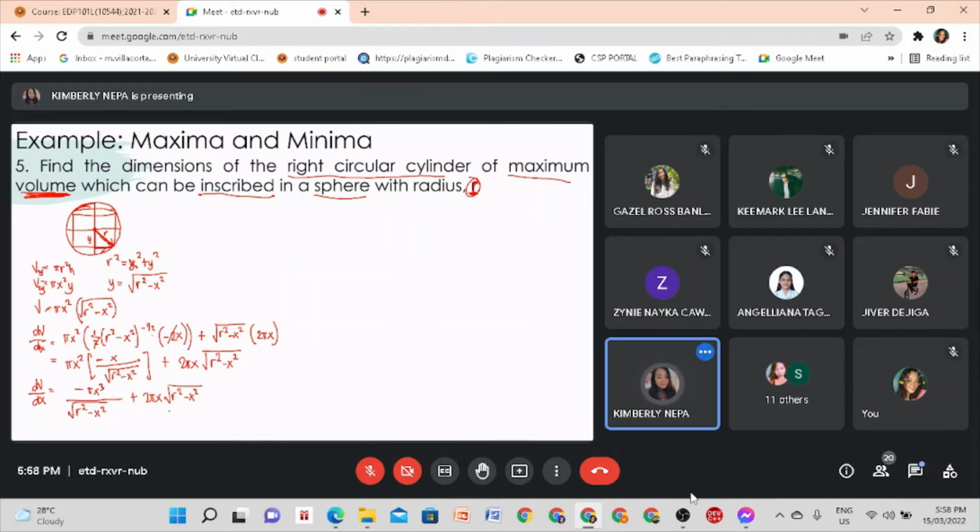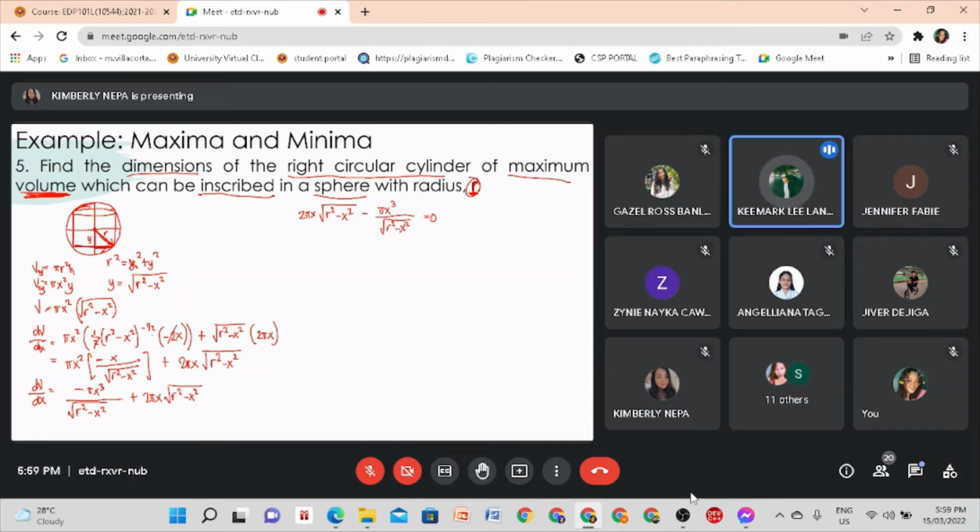So let's write the positive first. We have 2 pi x square root of r squared minus x squared minus pi x cubed over square root of r squared minus x squared, that is equal to 0. So after that, what are we going to do? We need to get the value of x because we are looking for the dimension, I mean the dimension of the right circular cylinder, the dimension of its height. So how can we isolate x from here?